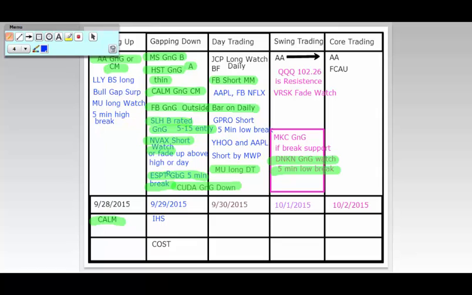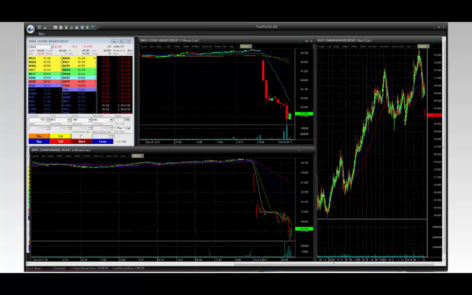You shorted this way too late in the move, Irwin. You can't do that. You've got to either catch the 5 minute before it breaks the 5 minute low, or as it's catching the 5 minute low. You can't chase it.